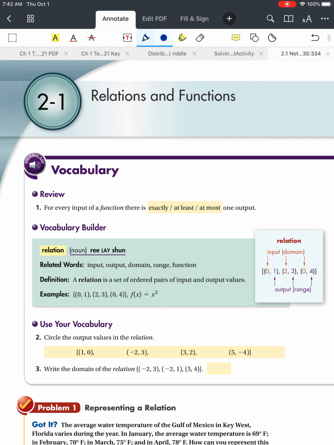Hello everyone, today we're starting section 2.1, chapter 2 now, relations and functions. Again, always feel free to pause the video if you need to get caught up writing something down. So let's get to it.